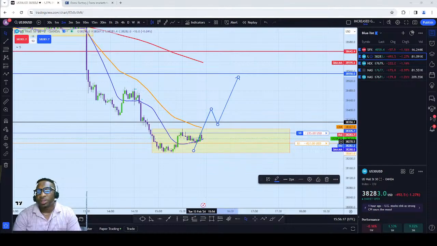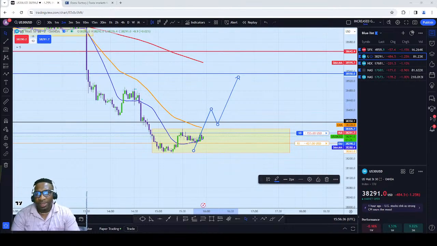As we can see, it pulled back again. So yeah, it could be playing around here for some time before it finally pushes up. We don't know exactly what will happen, but that's the scenario we can build around it.